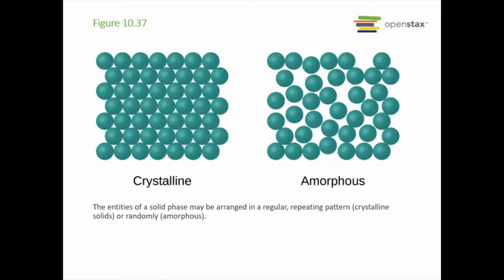So here's just a quick little example showing you a crystalline versus amorphous solid. The crystalline, you can see everything's ordered very nicely in there. There's a definite pattern, whereas the amorphous, the particles are all over the place. It's kind of like classroom versus virtual learning.